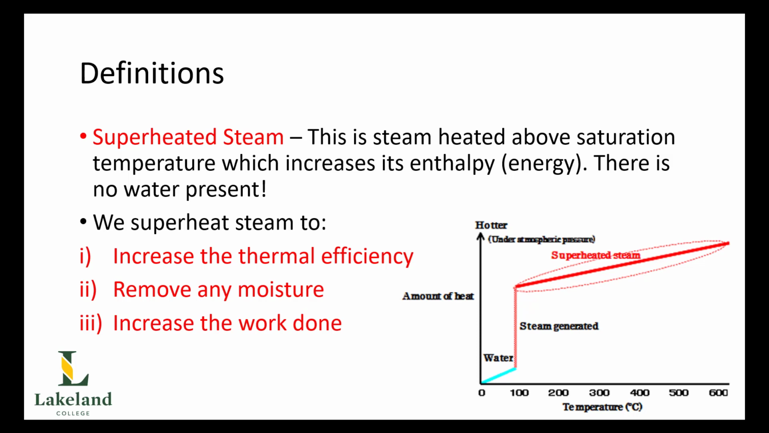Now, why do we superheat steam? We do it for three reasons in power engineering. First, we increase the overall thermal efficiency of our cycle. More about that much later. Two, we make sure we remove any moisture from our system because moisture can cause corrosion, deposition, and also water hammer.